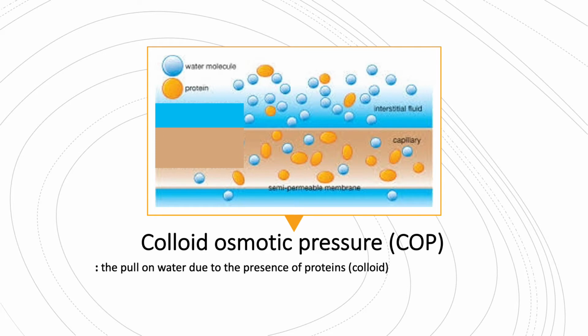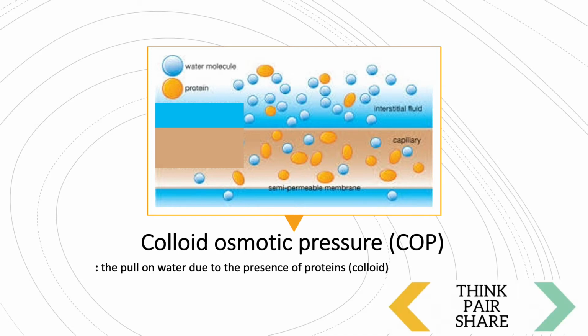The other force at work that regulates filtration and reabsorption is osmotic pressure. And osmotic pressure is the pull of water into an area via osmosis, and that's due to a higher concentration of solutes within that area. So here we're talking specifically about colloid osmotic pressure. Colloid is just another word for protein, so protein osmotic pressure, if you will. So that's the pull of water due to the presence of proteins or colloid.